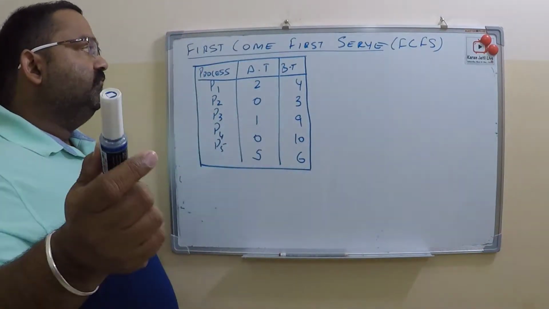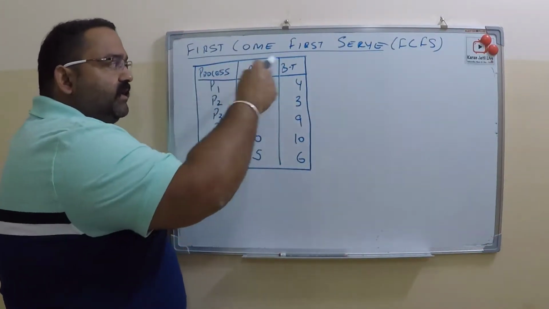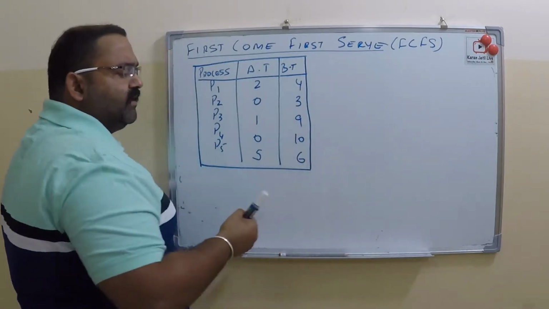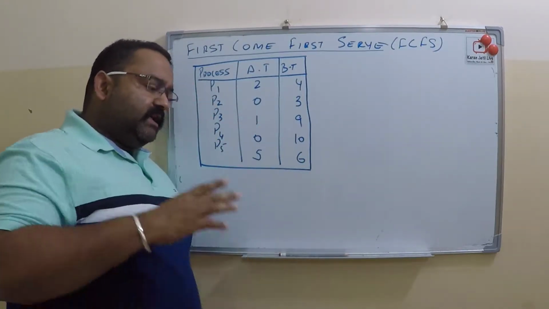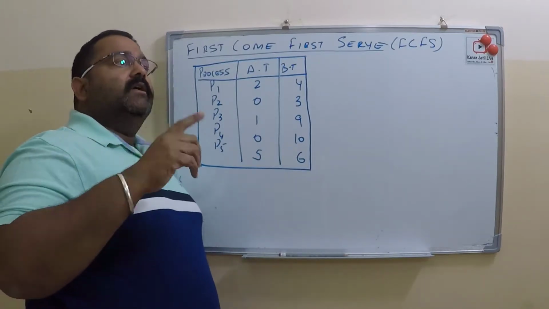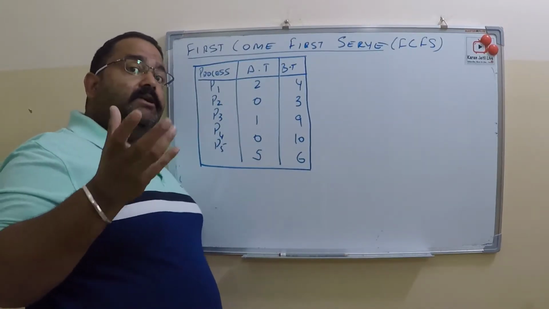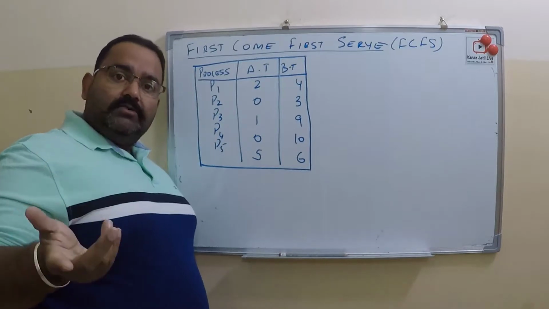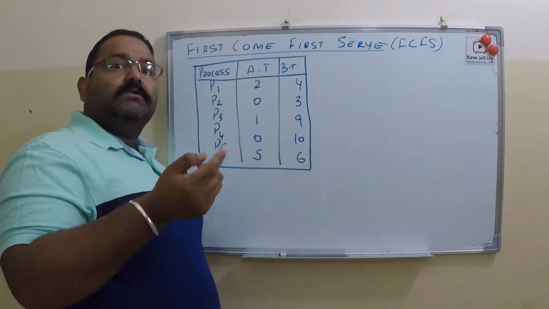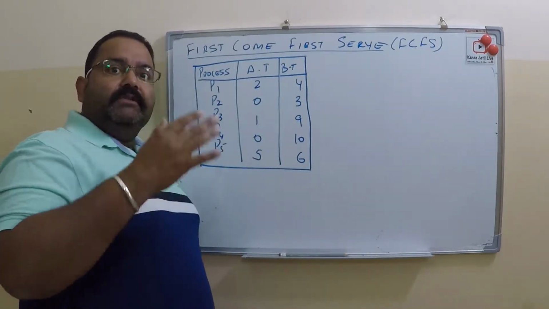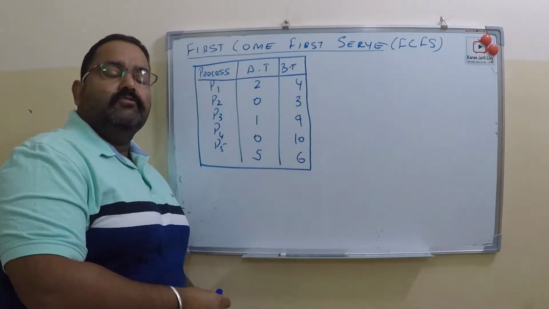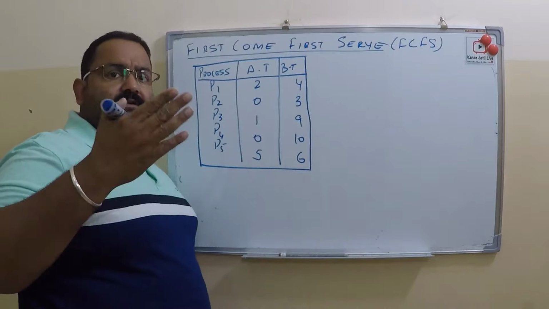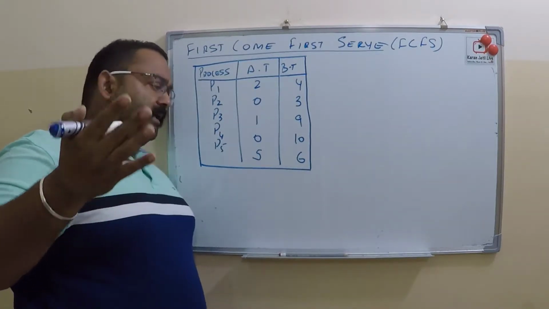Now in first come first serve, we will take this example to calculate the waiting time, average waiting time, and turnaround time. As I told you, CPU scheduling is dependent upon many factors. What are those factors? Waiting time and turnaround time, and we will study them one by one with the example. We will calculate the average waiting times and turnaround times for your better understanding.